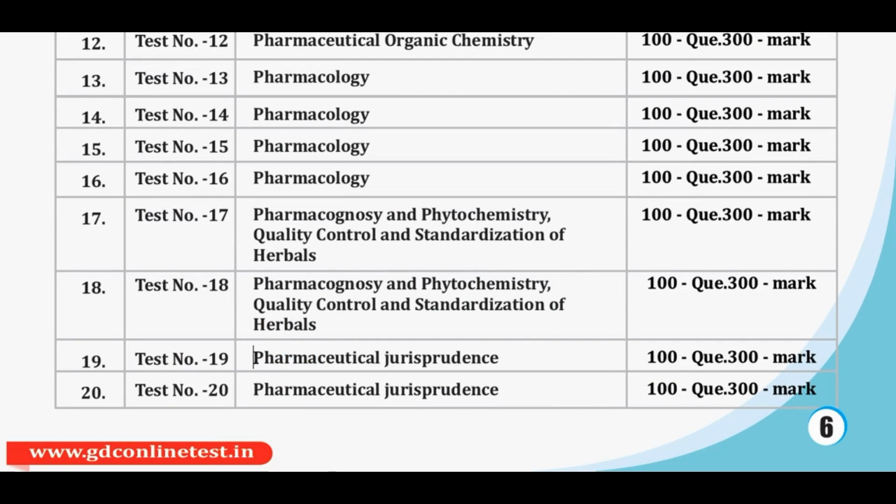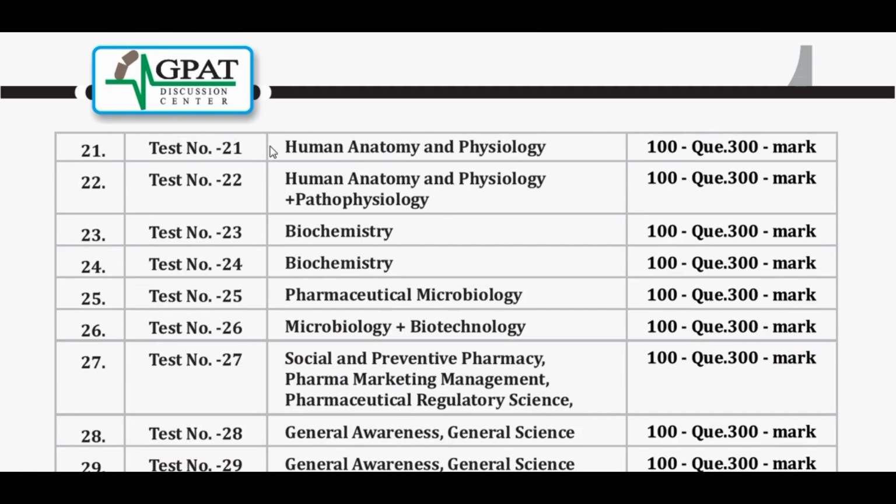Test number 19 pharmaceutical jurisprudence, very important. Test number 20 pharmaceutical jurisprudence. Test number 21 will be for human anatomy and physiology. Test number 22 human anatomy and physiology with pathophysiology. Test number 23 biochemistry. Test number 24 biochemistry.